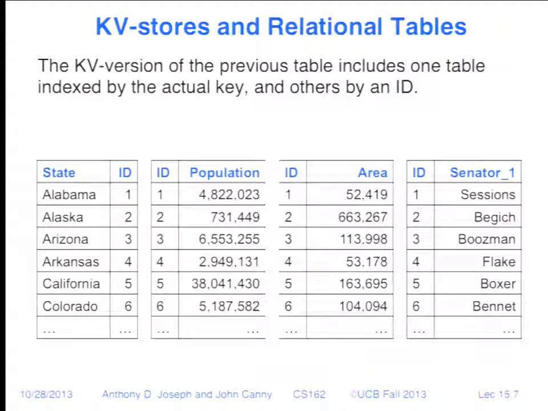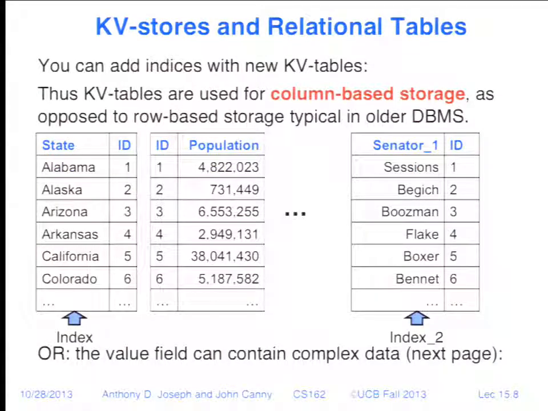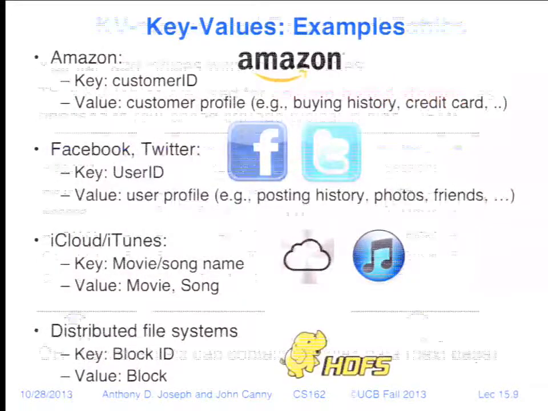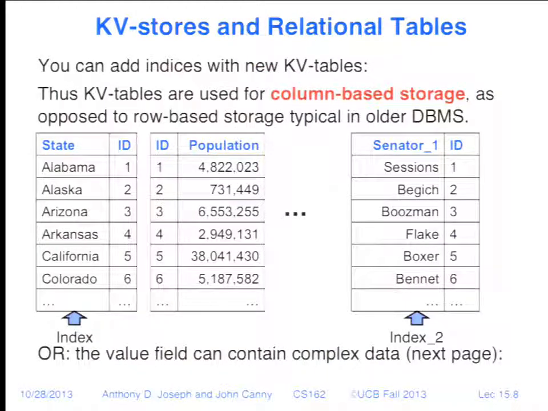And we've done two things here. We've broken this original table into simpler tables. And we've also made access to the data easier if we only want certain fields. And in addition, if we want to have other indices, we can just add them as separate key value stores. For instance, if you want to index by senator, you can add that key value store, and you'll have basically a table with two indices now. So performance-wise, this gives you a column-based store, which contrasts with traditional databases that are normally stored row-based.